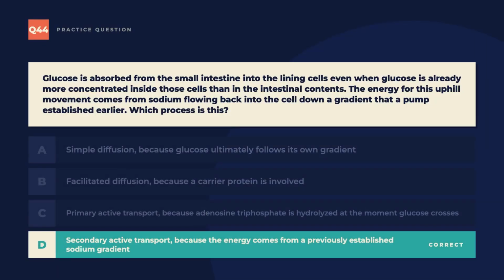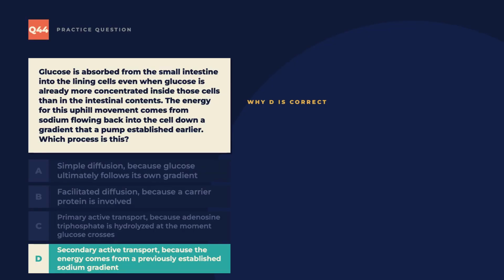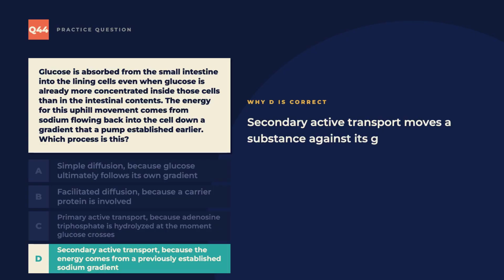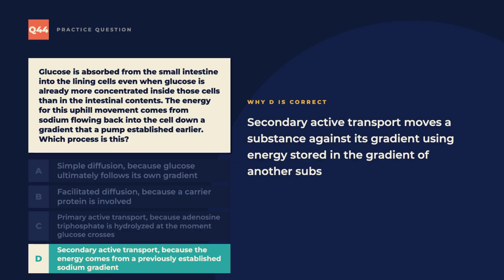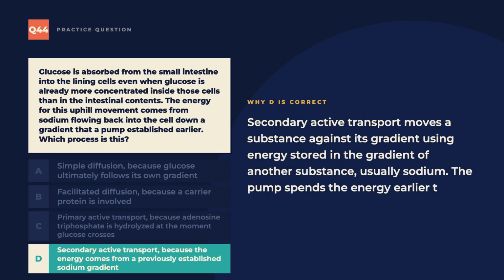The correct answer is D. Secondary active transport, because the energy comes from a previously established sodium gradient. D is correct because secondary active transport moves a substance against its gradient using energy stored in the gradient of another substance, usually sodium. The pump spends the energy earlier to build the sodium gradient, and glucose rides along as sodium flows back in, which is why the process is called secondary.